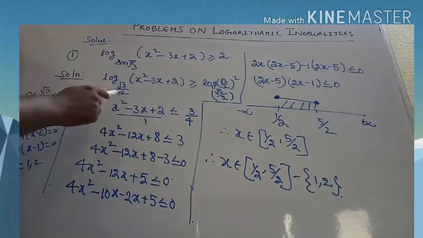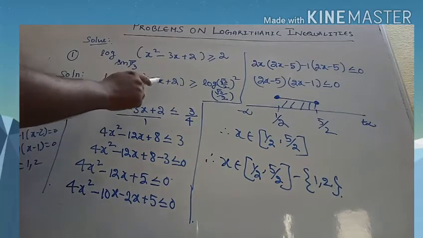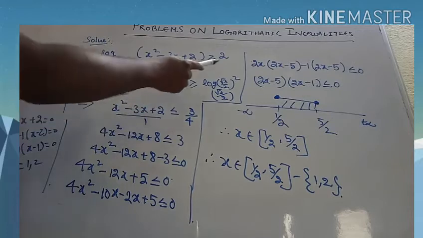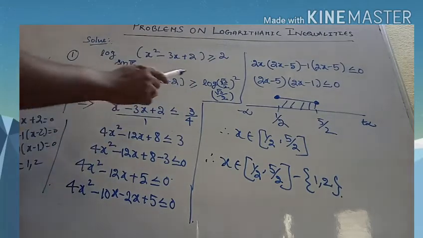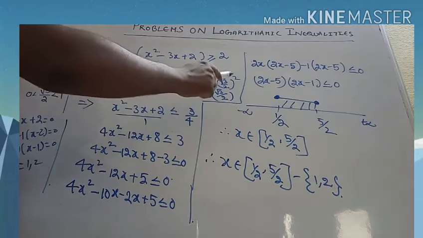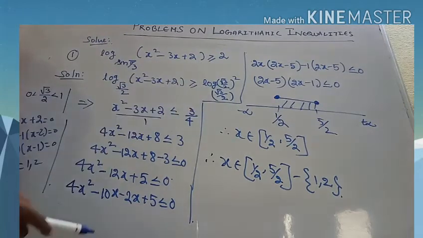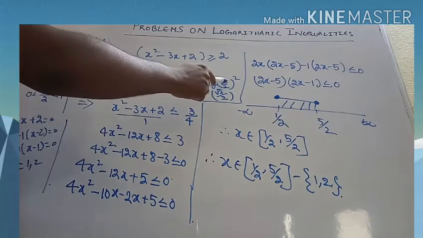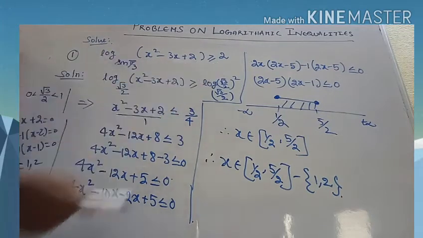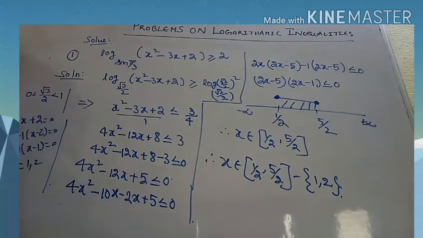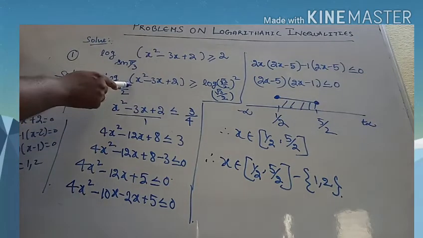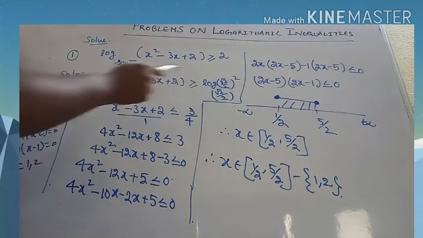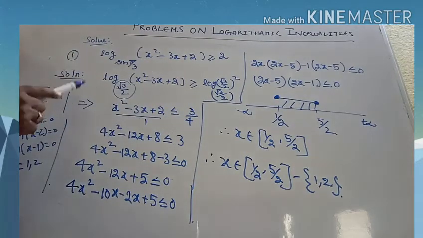That's why log of x square minus 3x plus 2 to the base root 3 by 2 is greater than or equal to 2, and this 2 we are writing as log of (root 3 by 2) whole square to the base root 3 by 2. Then it becomes 2 into log of the same value to the same base, then 2 into 1, like that. Nice. One more thing you have to observe: this root 3 by 2 value, root 3 means around 1.7, so 1.7 by 2 will lie between 0 and 1.